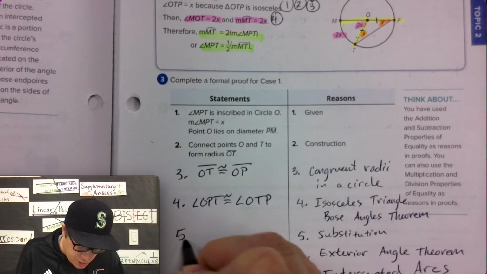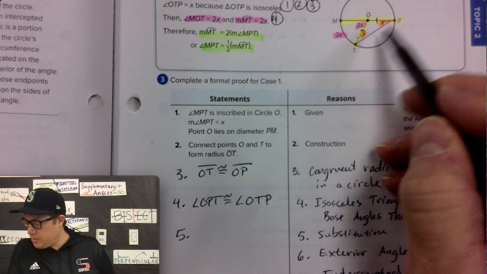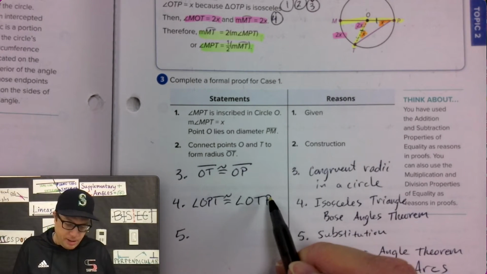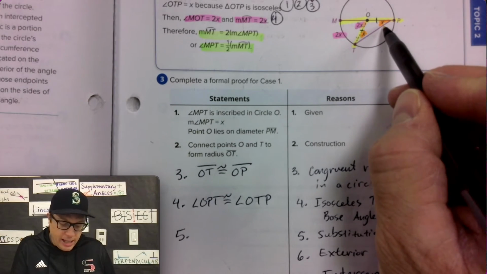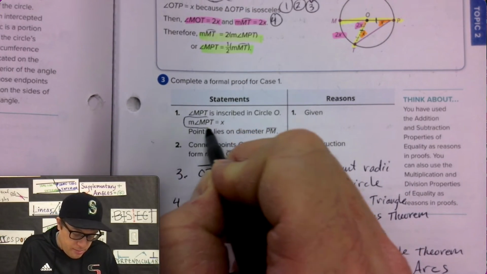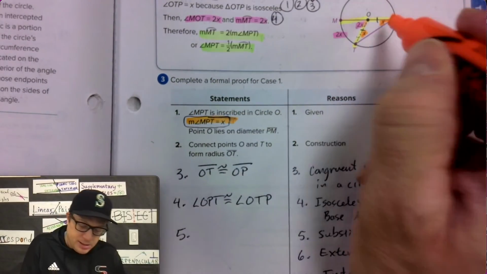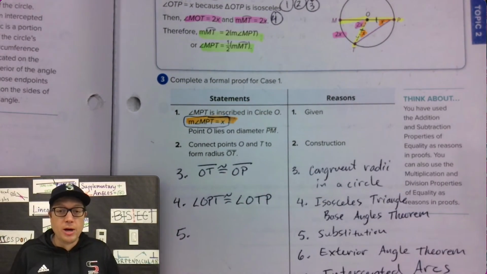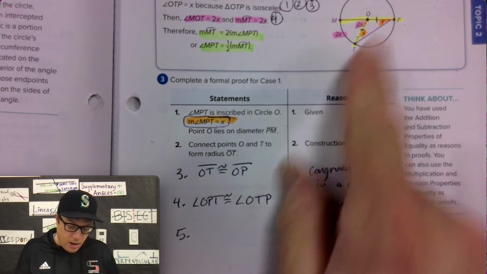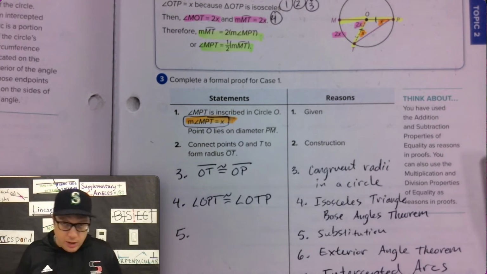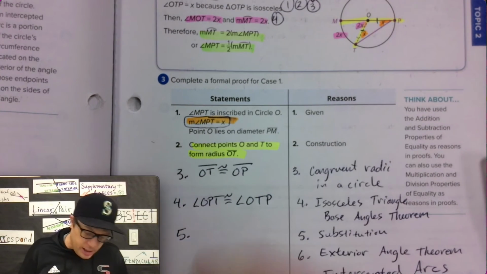Now we're going to do some substitution, right? Some substitution is going to let us acknowledge that we can just replace an x with OTP. So we have an x right here. It's been mentioned the measure of MPT is x. Here's where orange happens in our proof. We also have the radii are created. So I've already created the radii in yellow here.